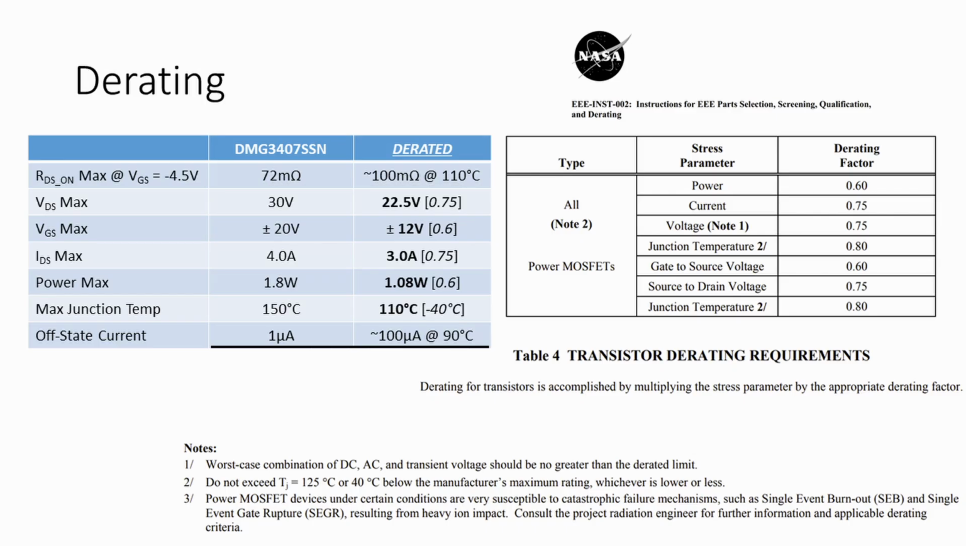For leakage current, it's rare to see anything other than nominal in the datasheet, so the rule of thumb is that it will double for every 10 C rise above room temp. At the ambient temp of 90 C, the leakage will increase to about 100 microamps.